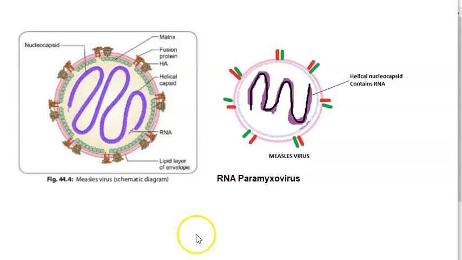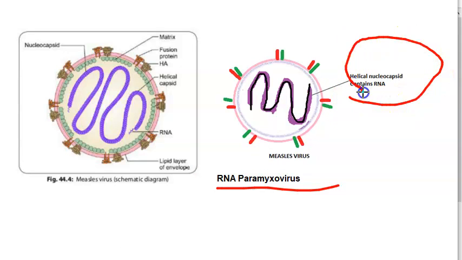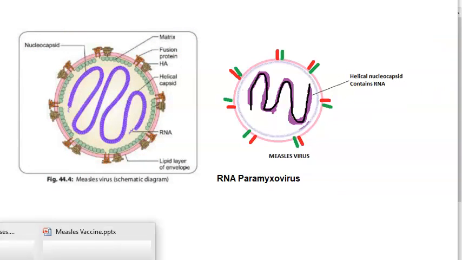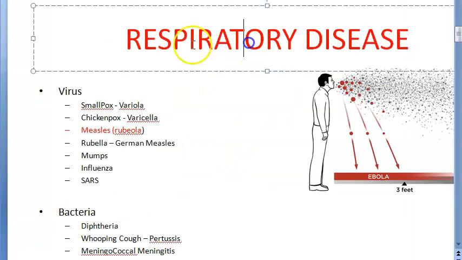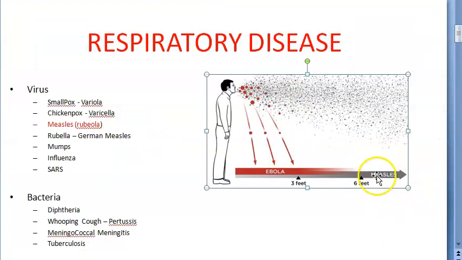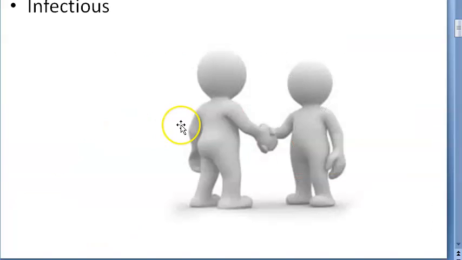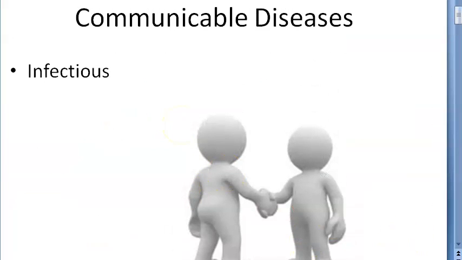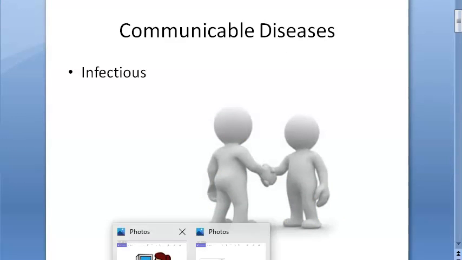This is the measles virus, guys. This is an RNA virus, Paramyxoviridae. It has a helical nucleocapsid which contains RNA. You can see the structure here. And what does it cause? It causes measles, which is a communicable disease, a respiratory disease that spreads by droplets. So it is a viral respiratory disease which is a communicable disease. So that's all for now in this video guys. We'll meet you in the next video.